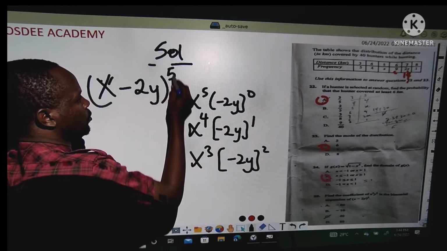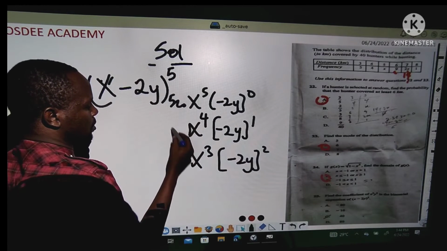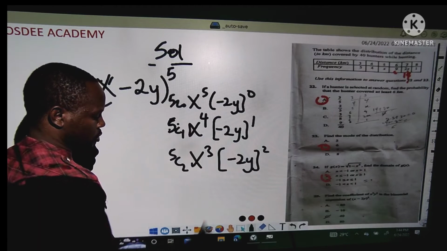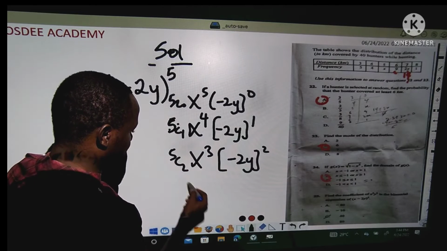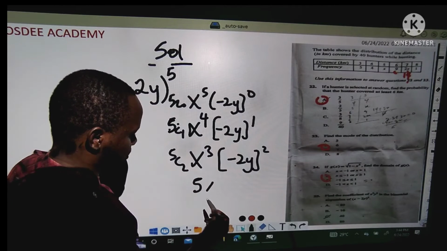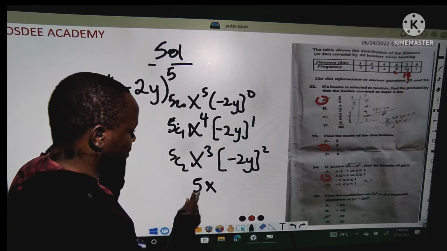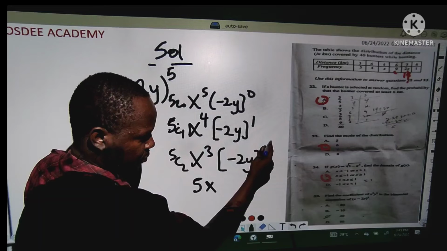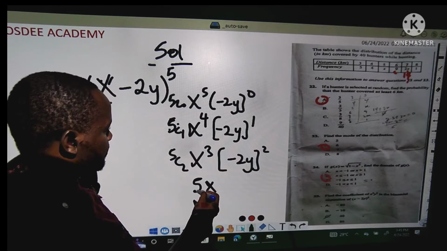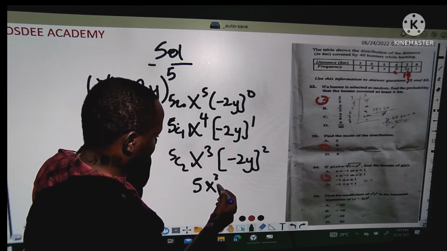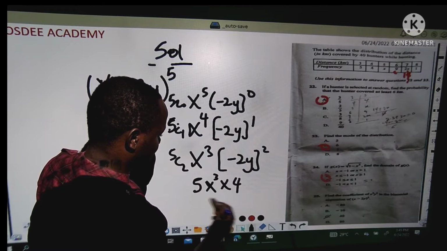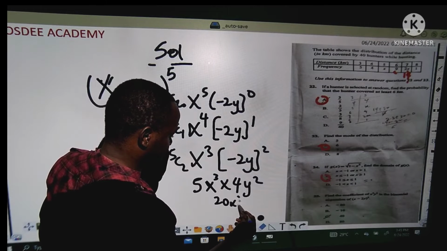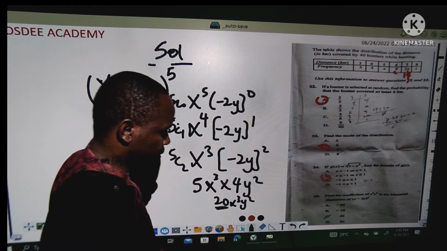And I told you what is here, 5 combination 0, 5 combination 1, and 5 combination 2. So directly, you don't need to waste your time. 5 combination 2 is 5 times, anyhow, I will manage you and finish this video. So minus 2 raised to power 2 is 4, everybody knows that. So I have 5 times 5s raised to power 3 times 4, and the coefficient will now be 2y raised to power 2. 5 times 4 is 20 s cubed y squared. So the coefficient is 20.